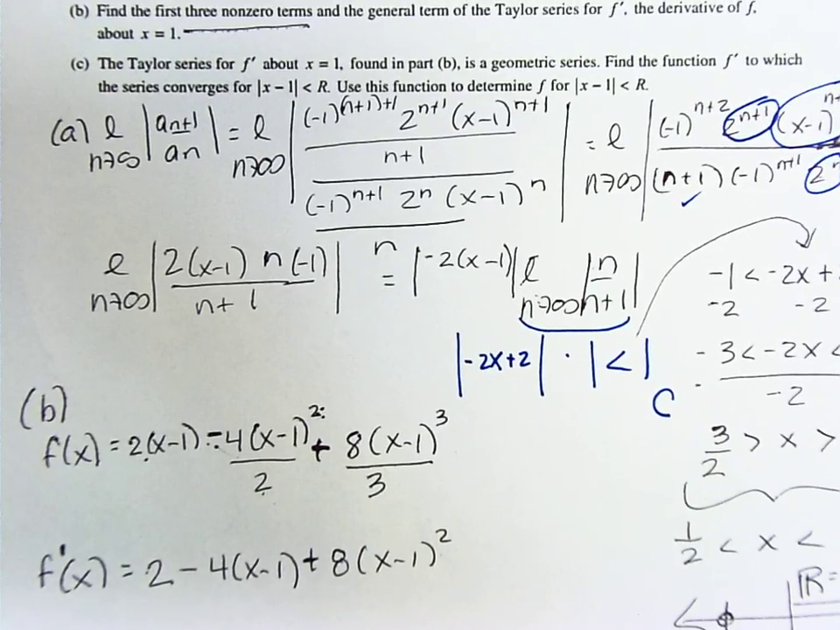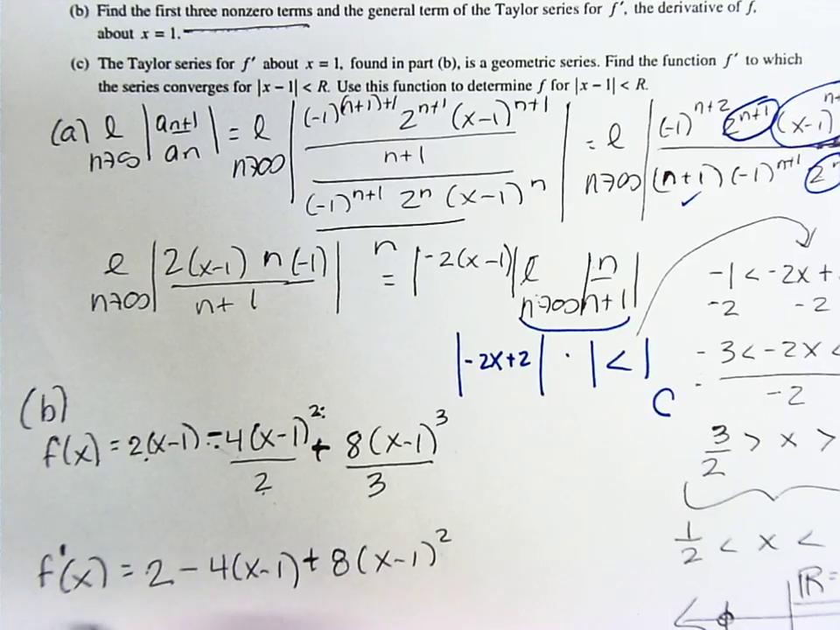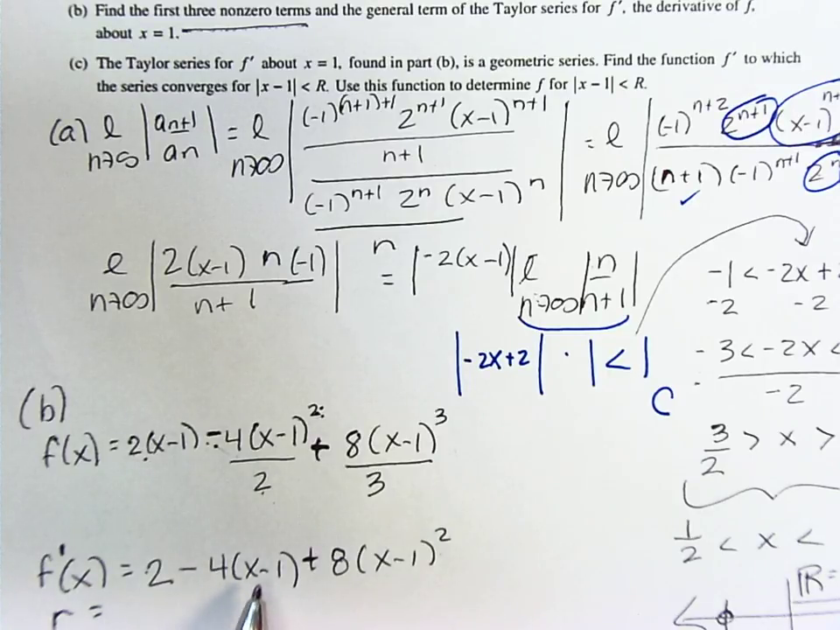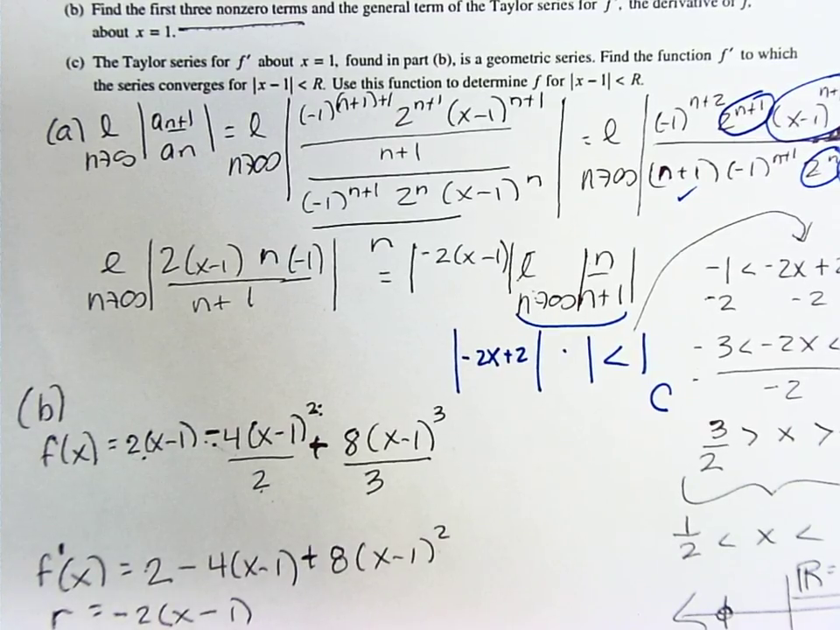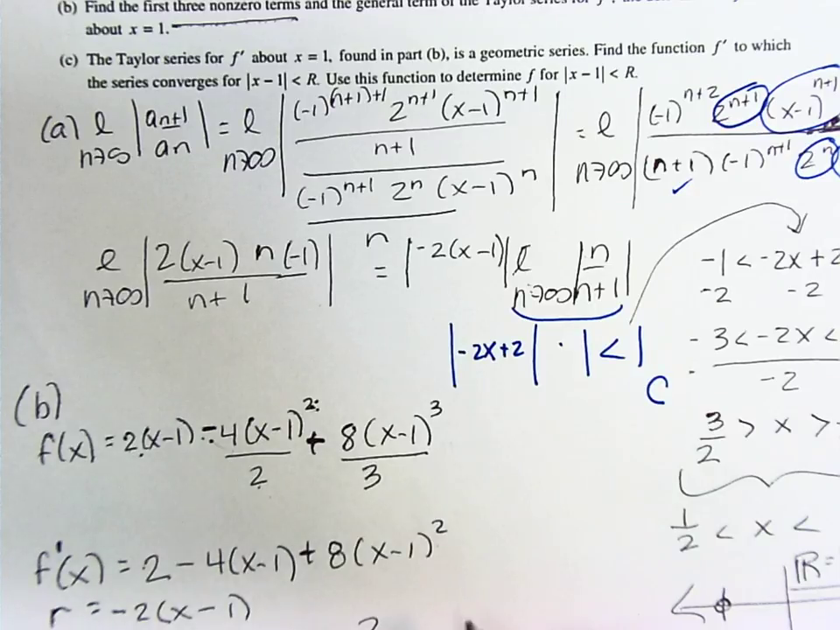Finally, question 3 says, the Taylor series for f prime about x equals 1 found in part B is geometric. Find the function to which the series converges. Okay, so just like before, well this time they told you it's geometric. So if I take the ratio of this term and this term, I find that the ratio is minus 2 times the quantity x minus 1. So if I want to generate the function, I take the first term over 1 minus r. This becomes 1 plus 2 times x minus 1, a minus minus becomes a plus 2. And if I simplify further, this is 2 over 2x minus 1.